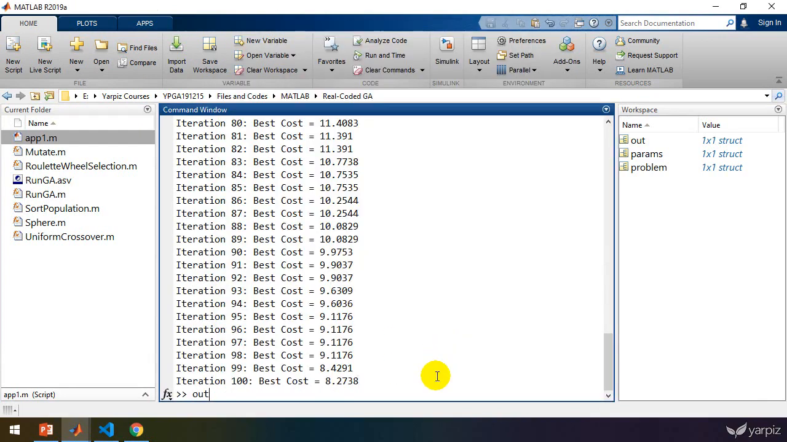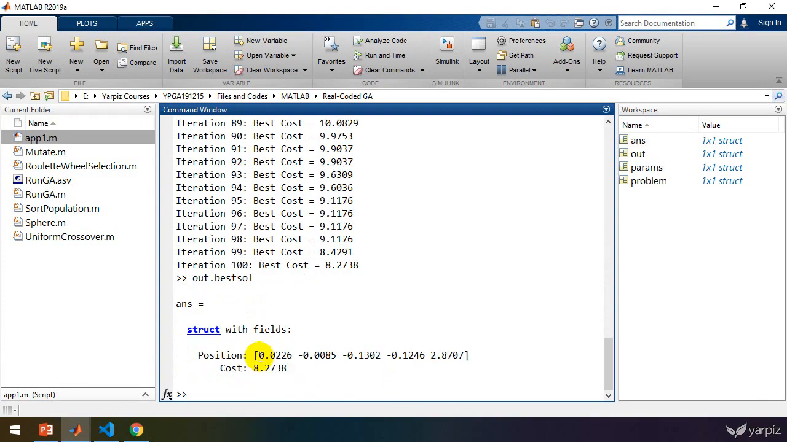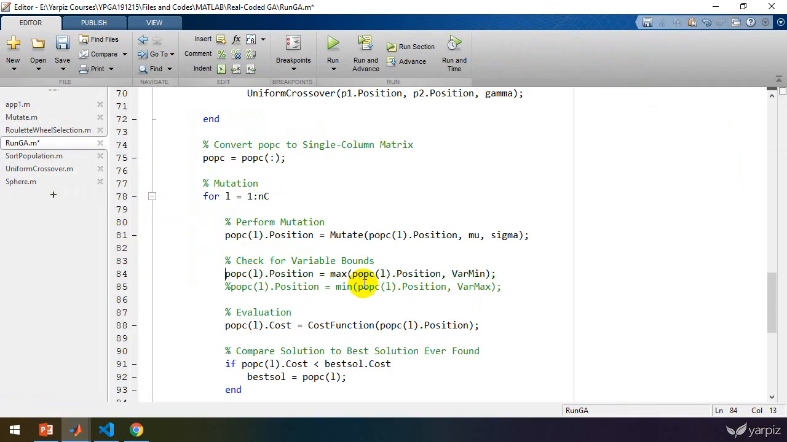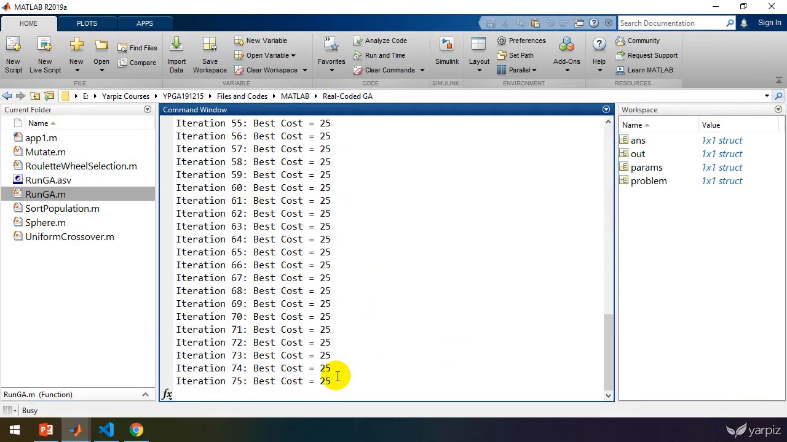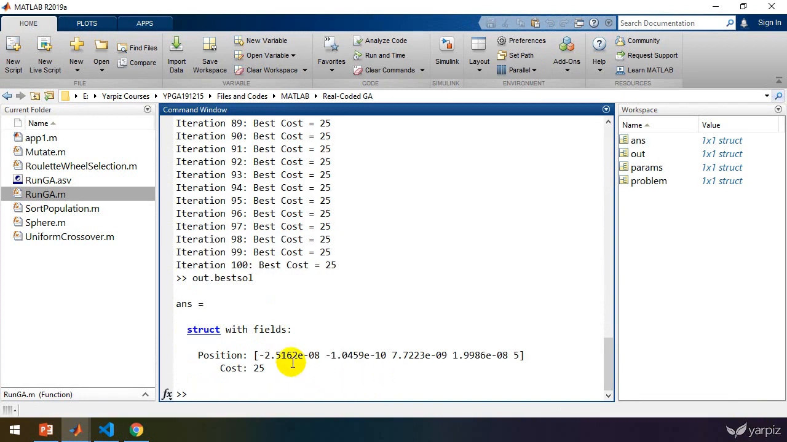And if you check for the out.bestSolve, then you find that this is in range, this is in range, this is in range, this is in range, but this is not. It cannot be less than 5. But if you bring back these lines and run the code, you will get 25 again as the result. And if you check for out.bestSolve, then this is 0, almost 0, 0, 0, 0. These are all in the range. And 5 as the best possible value for the fifth element of the solution, fifth gene, actually.